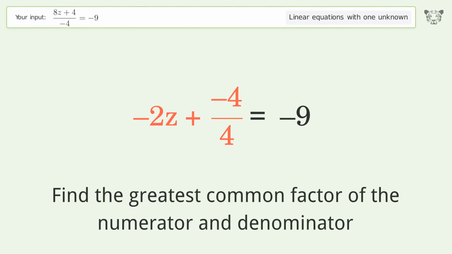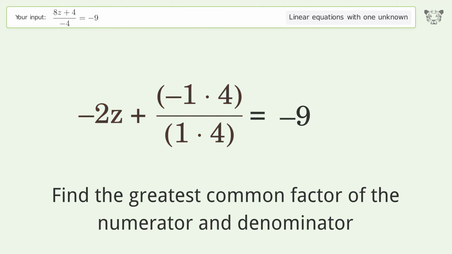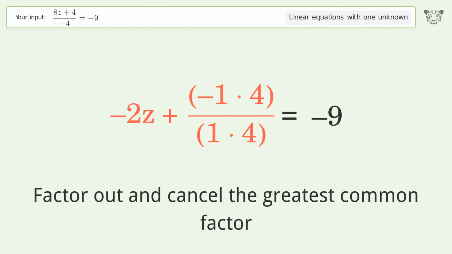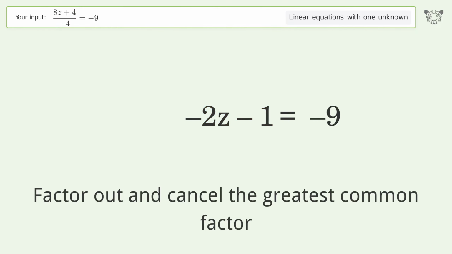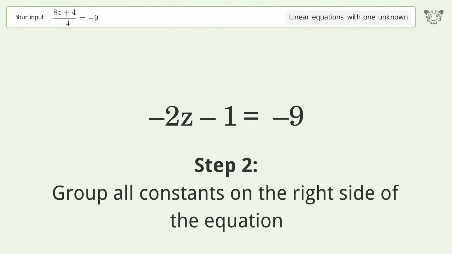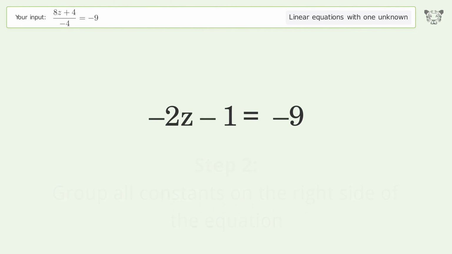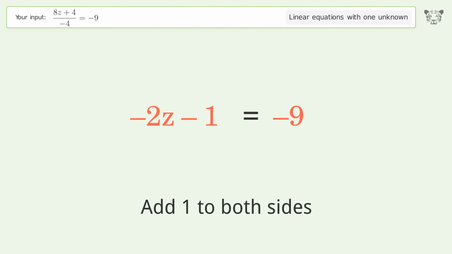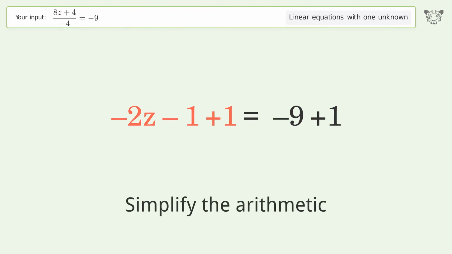Find the greatest common factor of the numerator and denominator. Factor out and cancel the greatest common factor. Group all constants on the right side of the equation. Add 1 to both sides. Simplify the arithmetic.